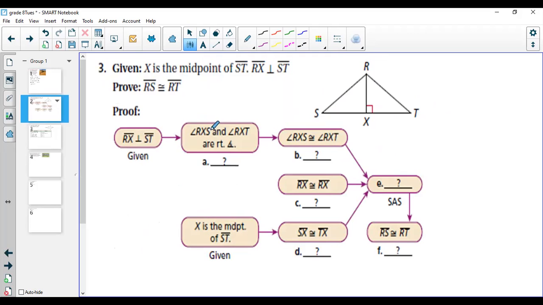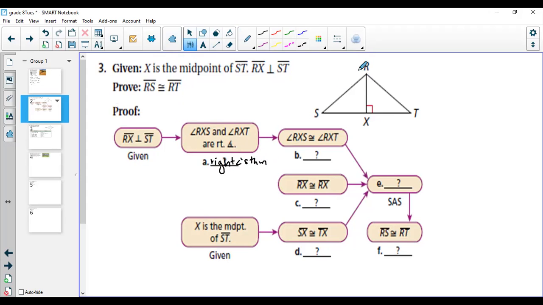Okay, so let's start with this. RXS and RXT are right angles. What kind of theorem can we use here? Because they're talking about right angles, we could say the right angles theorem. Okay, let it be. Let that be the right angles theorem.